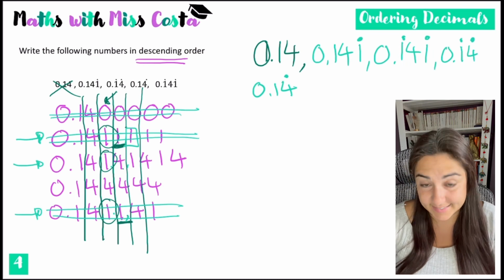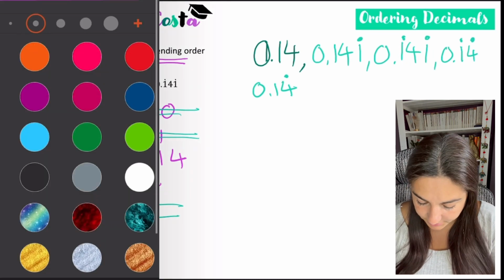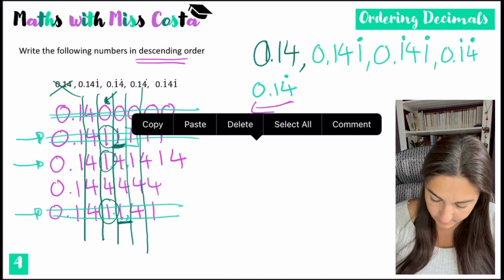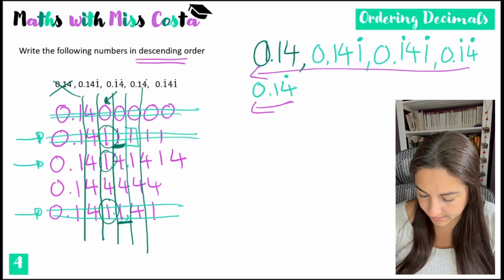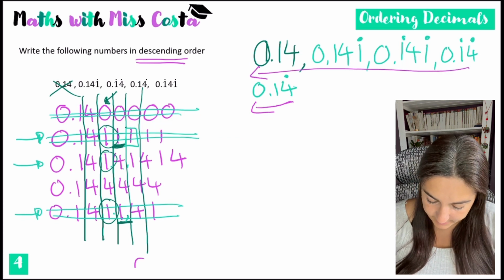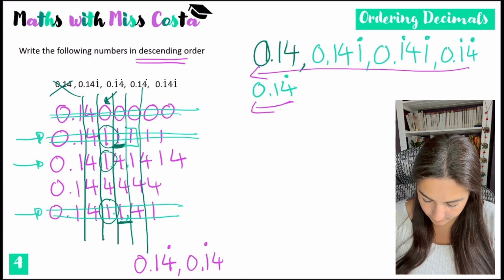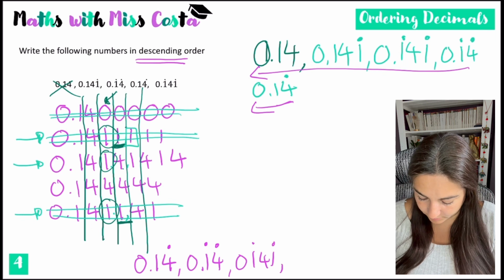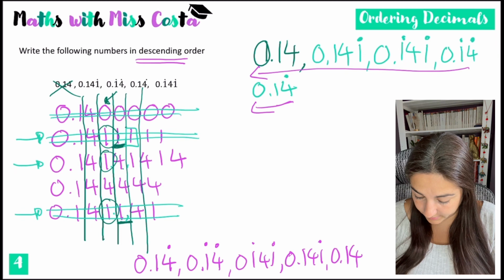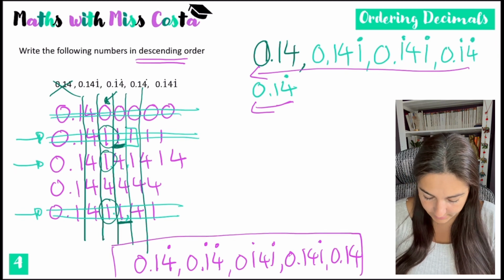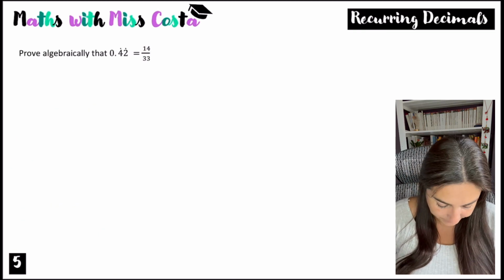Now it said in descending order, which means largest to smallest. So I'm just going to reverse it, go from here and go backwards. So in descending order, it would be 0.14 recurring, 0.141, 0.141 recurring, and 0.14. And that is my answer.